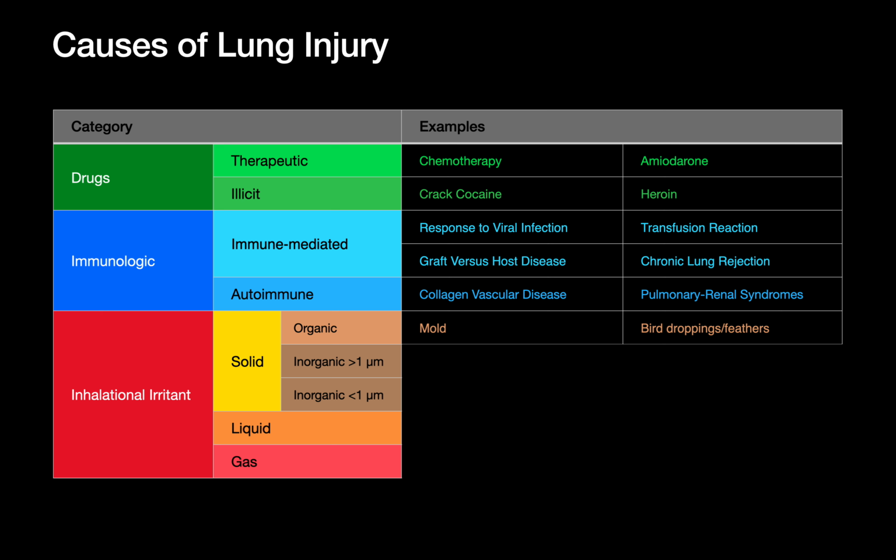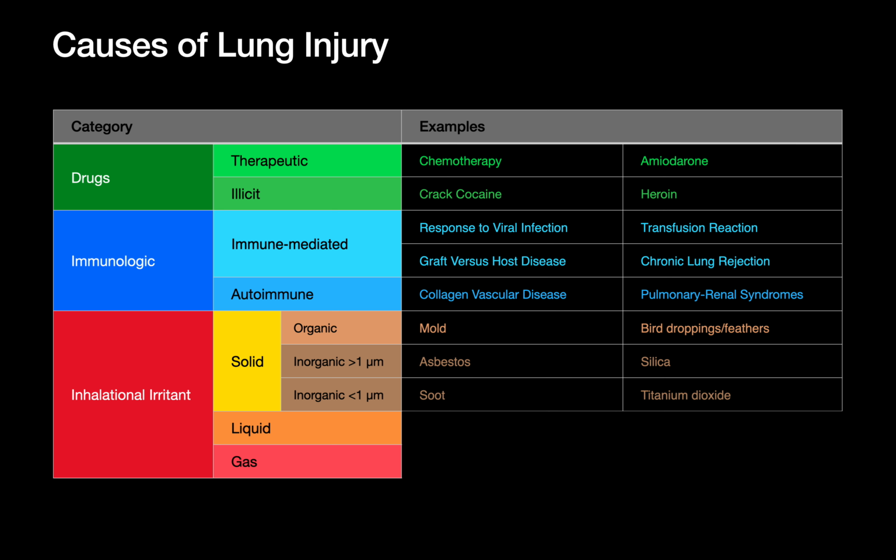2 common examples of inhaled solid organic irritants that can injure lung include mold and particles associated with bird droppings and feathers. 2 common examples of inhaled solid inorganic irritants over 1 micrometer that can injure lung include asbestos and silica, while 2 common examples of inhaled solid inorganic irritants under 1 micrometer that can injure lung include soot and titanium dioxide.